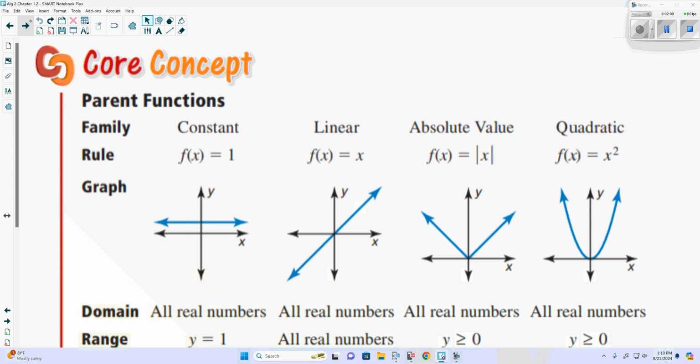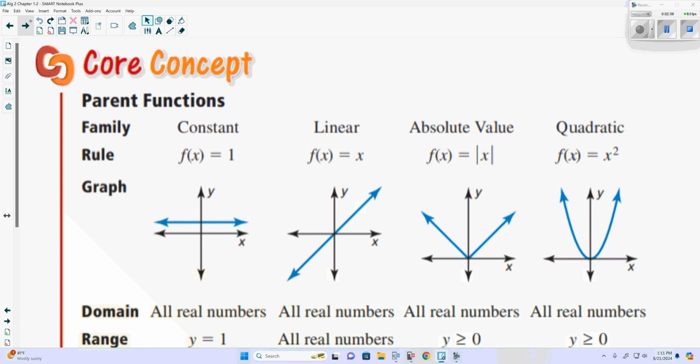Now the reason that we call them parent functions, as I said, is that they're the most basic. All the others, we're just taking these functions and applying a transformation to them. We're applying a horizontal stretch, shrink, reflection, vertical stretch, vertical shrink. We're moving it left, right, up, down. We're flipping it. We're stretching it. We're shrinking it. We're applying some type of transformation to it. All of them will look similar to these parent functions. Not the exact same, but they look similar. That's kind of why they call them the parent function. They all come from these here.